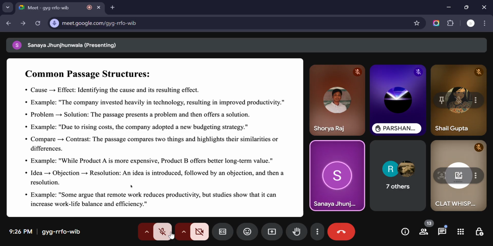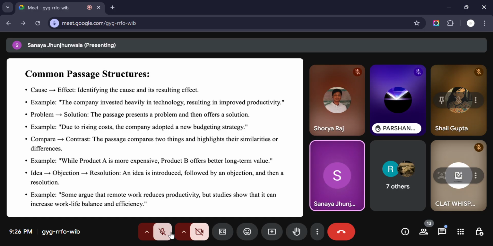तो basically the idea is about remote work from home, and its objection यहाँ पे क्या आ रहा है कि remote work is reducing its productivity, but फिर resolution यहाँ पे दे रहे हैं कि studies are showing that it has increased work life balance and efficiency. So it's criticizing something, but it is also praising it. So these are very general examples of what a passage is most likely to be like.